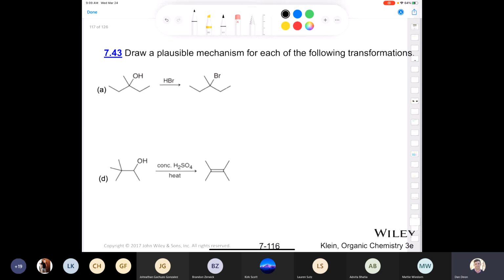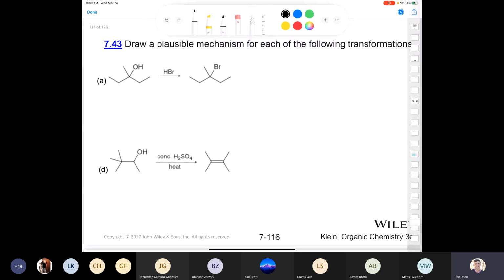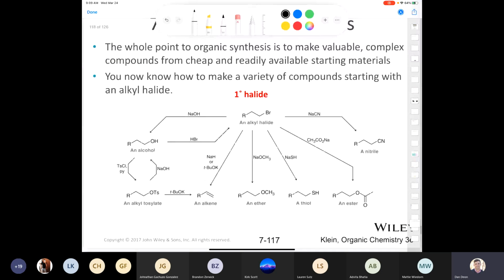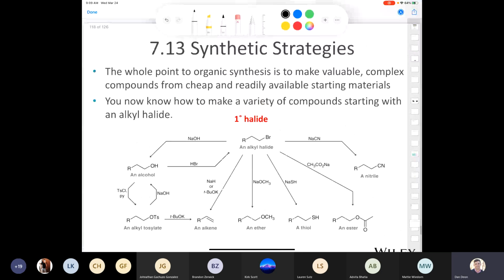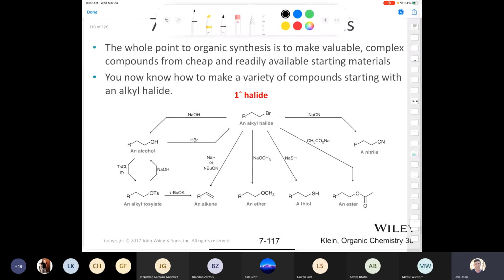Here it's asking us to draw a plausible mechanism for these. I drew plausible mechanisms for the last two, and so I'm going to move on ahead to section 7.13. We don't have a lot of time, but the good news is that we've covered all of the material in the chapter, okay? All of the material has been covered.